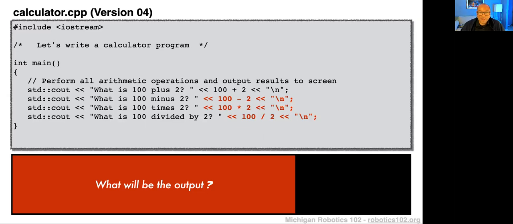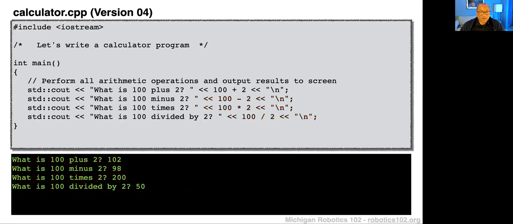And so this program will then compile. What do you think the output would be? Well, if we're doing this right, we get 102 as 100 plus 2, 98 for 100 minus 2, 100 times 2 being 200, and 100 divided by 2 being 50. That's great. That conforms to what we expect these arithmetic operators to do.